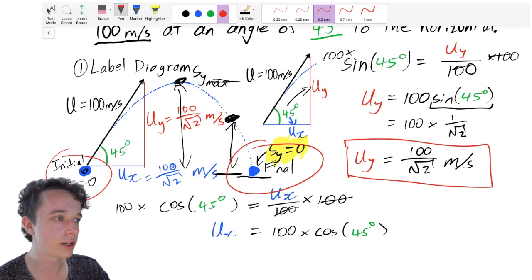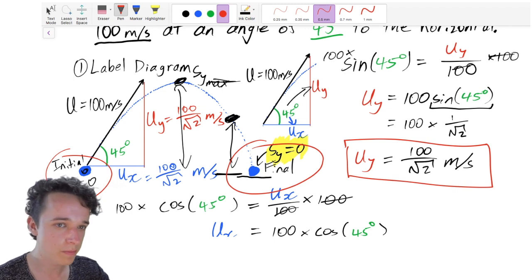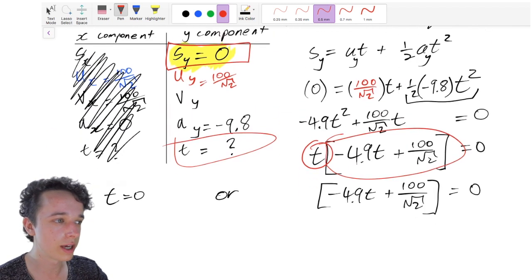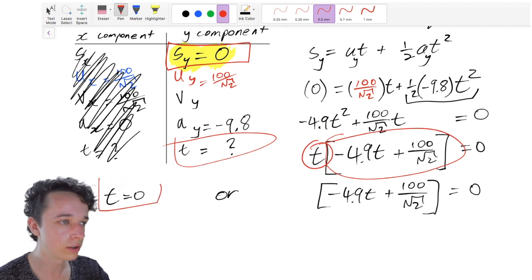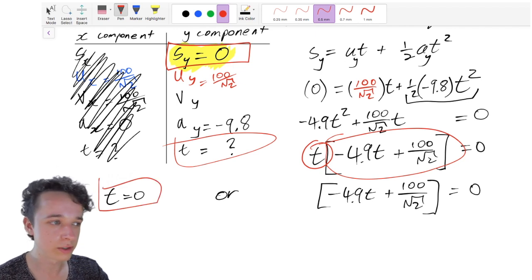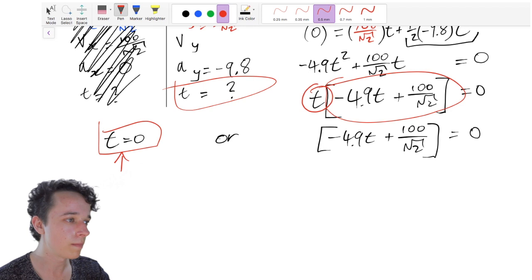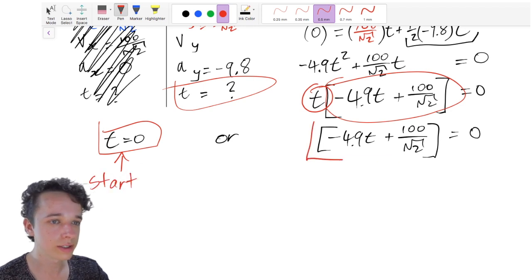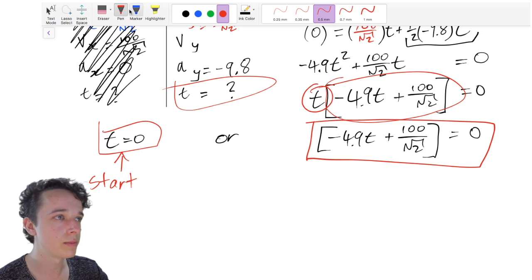Sy is equal to 0 at the initial position and the final position. So what this equation is telling us is that at t equals 0, Sy is equal to 0. So this is at the very start, right? This is at the start. Hence, this is going to tell us what the time is at the final position. So this is going to correspond to the final position.